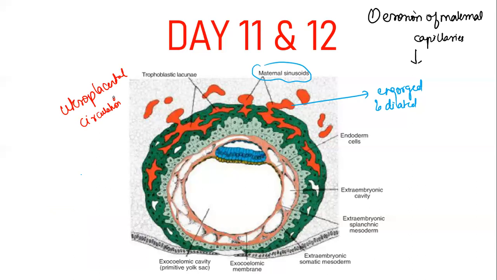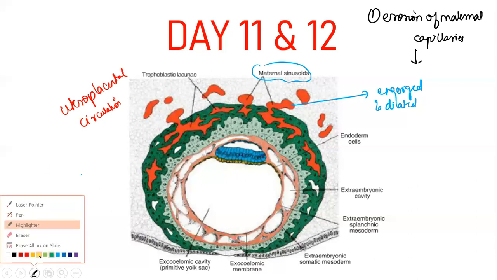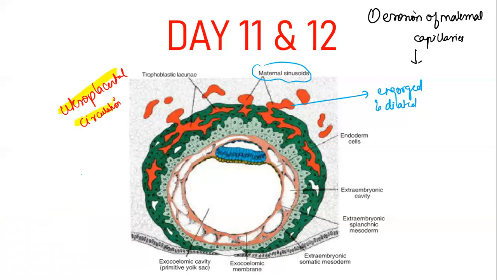So this can be your MCQ question: at approximately which day is uteroplacental circulation established? It is approximately around day 11 and 12, where the sinusoids communicate with the trophoblastic lacunae. So this is one set of events that happen.